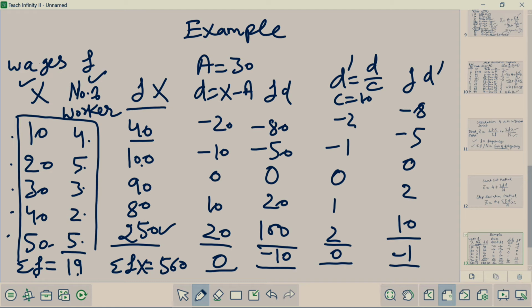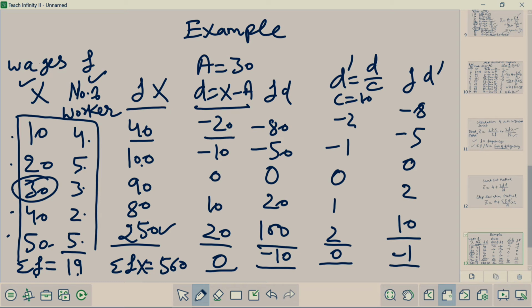Now for the step deviation method and shortcut method you require the value of d. So now we will calculate d also. We assume 30 as our assumed mean. You can assume 20, you can assume 40, the answer will be the same. You can try with another assumed mean. Okay, so 30 is the assumed mean.